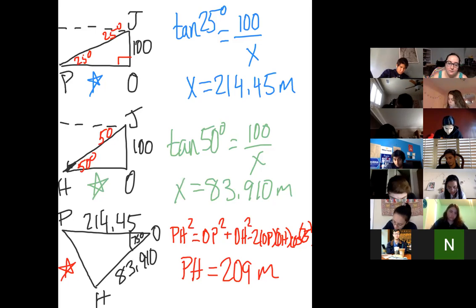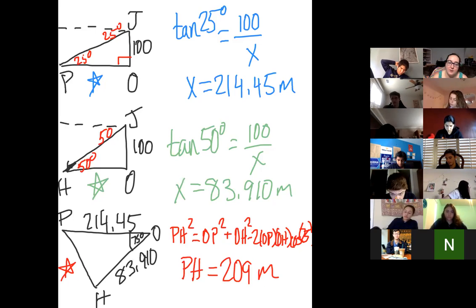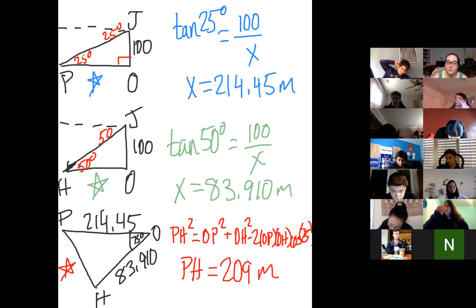Miss Thompson, you used opposite over adjacent, correct? Yep, for the first two. But wouldn't opposite be x? Nope. You have to do opposite of the angle. So what's opposite of the 25? Oh, 100. Yep. Oh, okay, because you're trying to find the adjacent. Yep, you got it.